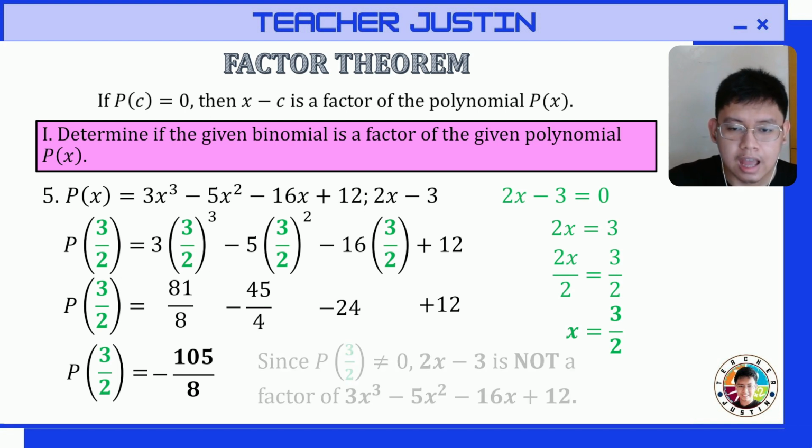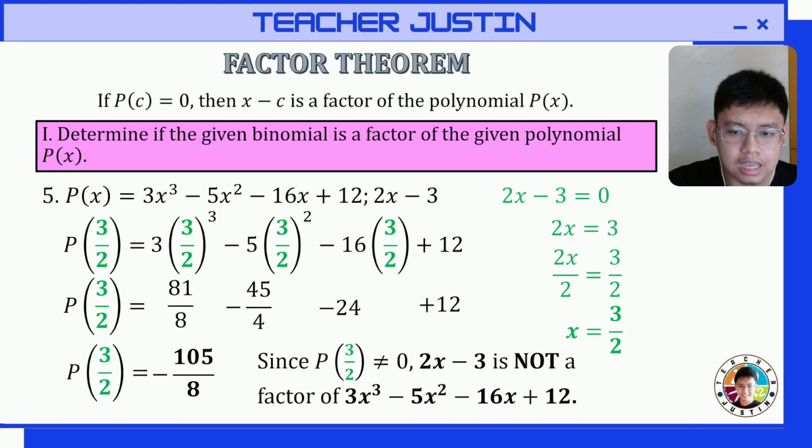Now, since our p of 3 over 2 is not equal to 0, then we can conclude that 2x minus 3 is not a factor of 3x cubed minus 5x squared minus 16x plus 12. And that's it! Ta-da! Alright.